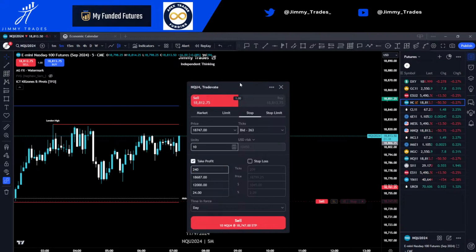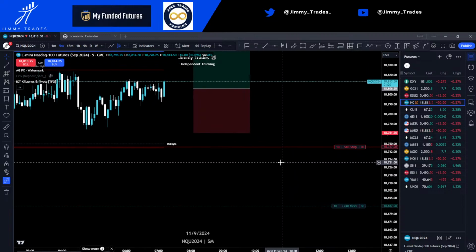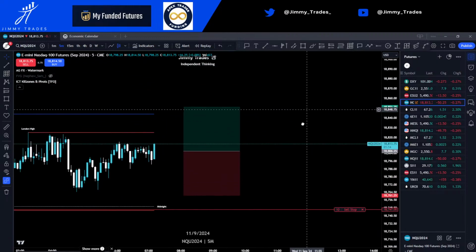You want to turn off instant order placement so you can actually set this up. If you have it on, it will essentially set and place the trade. So we're going to set take profit at 240, 10 units, and then sell. So that's going to place our sell stop and our profit target.